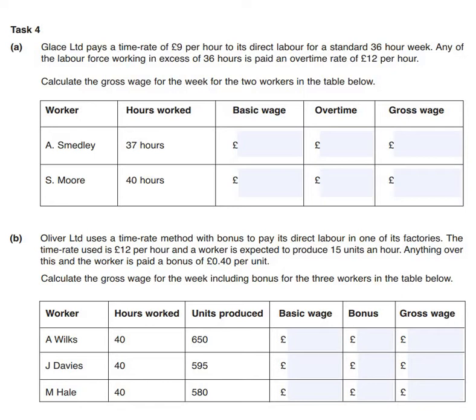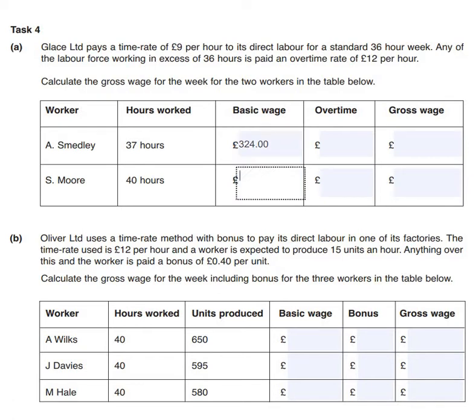Glace Limited pays a time rate of £9 per hour to its direct labour for a standard 36-hour week. Any of the labour force working in excess of 36 hours are paid an overtime rate of £12 per hour. So basically all we have to do is fill in the table below. So the basic rate is just 36 times 9. So all we do is get on our calculators, 36 times 9, and should come up with £324.